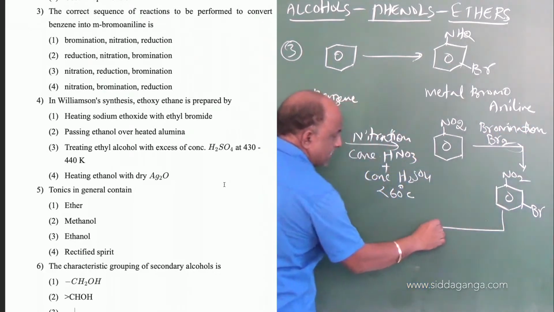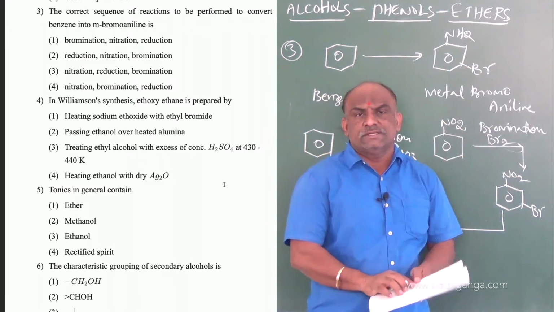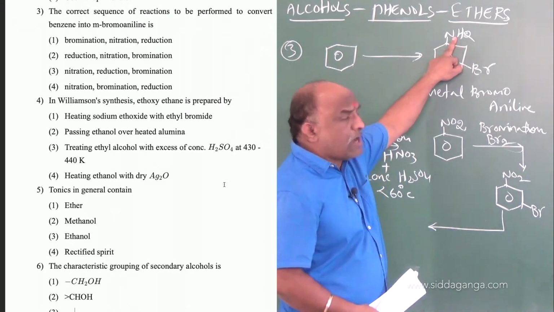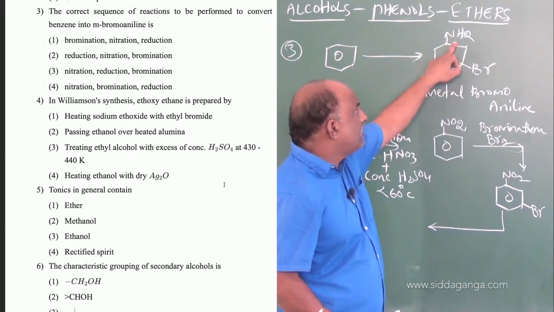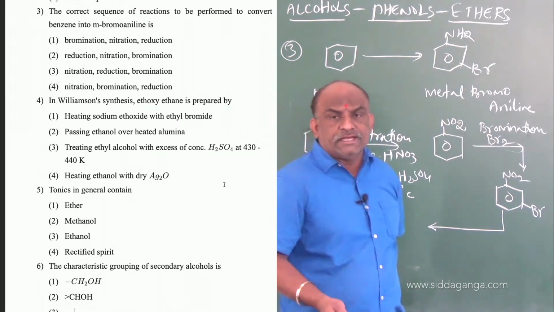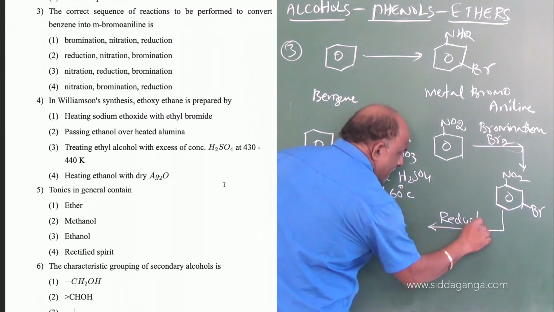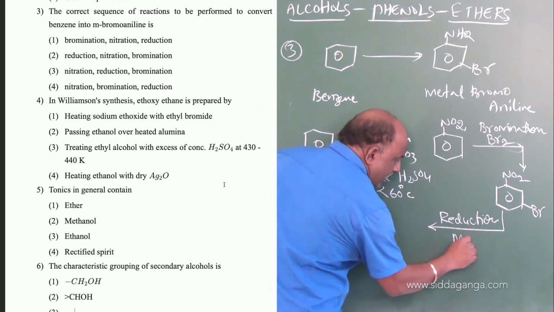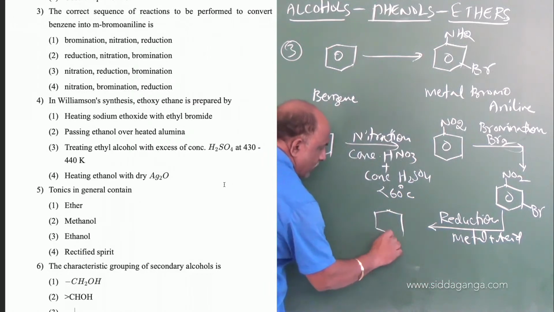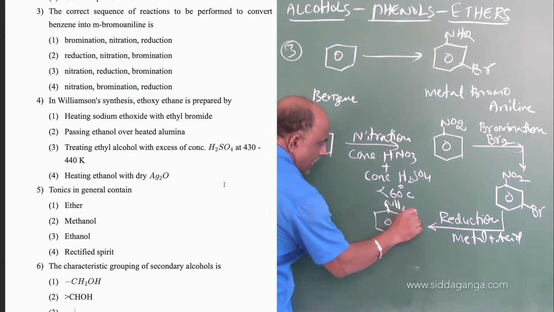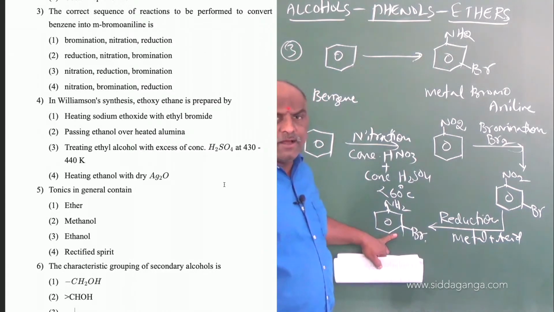What is the third reaction? We require the compound with NH2. The NH2 functional group is an amine, aniline. This is from nitro compounds to amines. We require reduction. Reduction takes place in the presence of metal and acid. So the third reaction is reduction in the presence of metal and acid. The answer we expect is NH2 with bromine in the meta position. So this compound is called metabromoaniline.